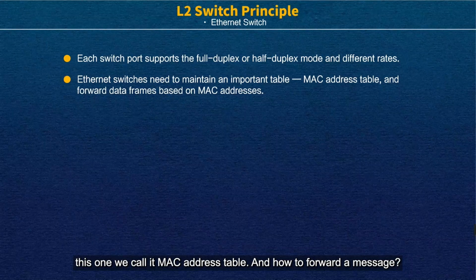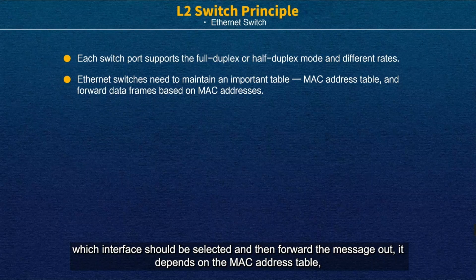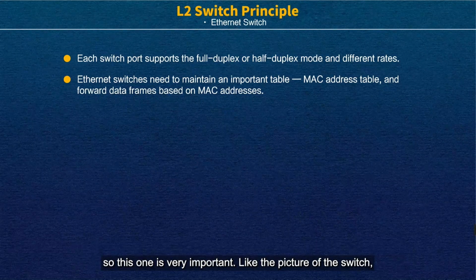And how to forward the message? For example, I have 10 interfaces. I receive the message from the first interface. Which interface should be selected to forward the message out? It depends on the MAC address table. So this one is very important.